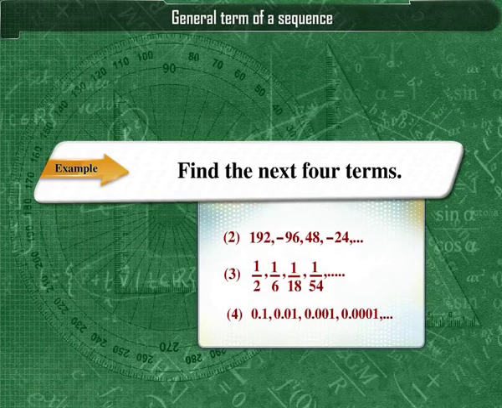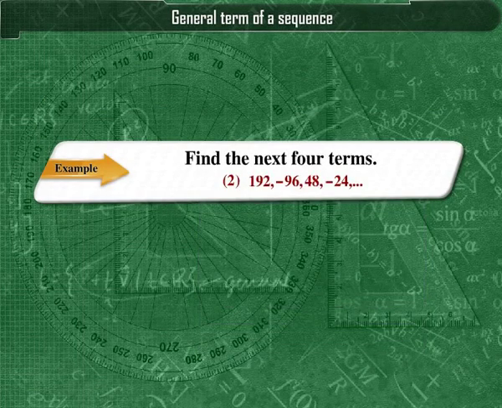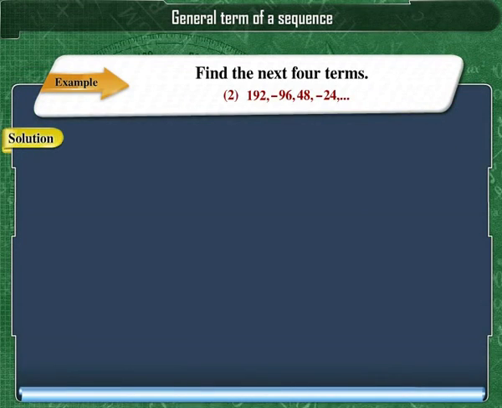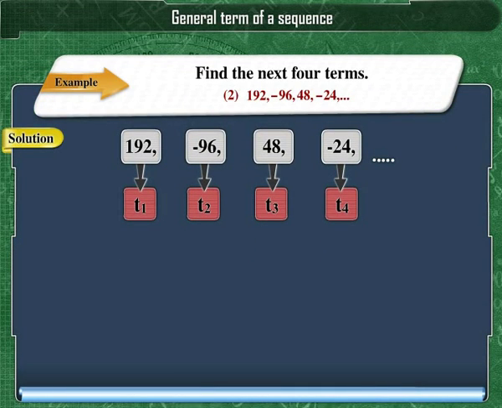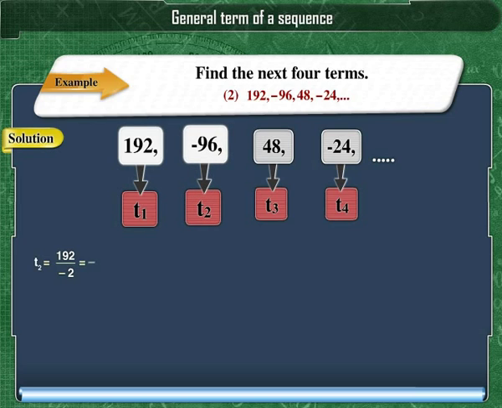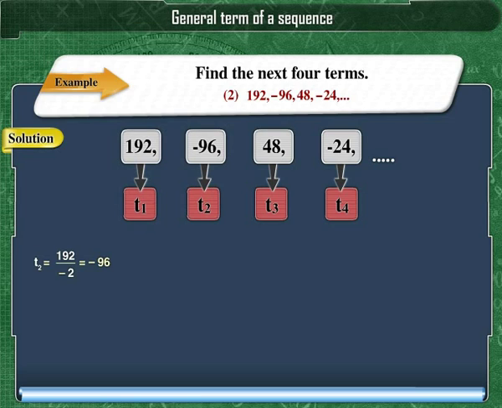The next sequence is 192, minus 96, 48, minus 24 and so on. In this sequence, how do you obtain the second term from the first term? If you divide the first term 192 by minus 2, we get the second term minus 96. How do you obtain the third term from the second term? If you divide minus 96 by minus 2, you get 48, which is the third term.